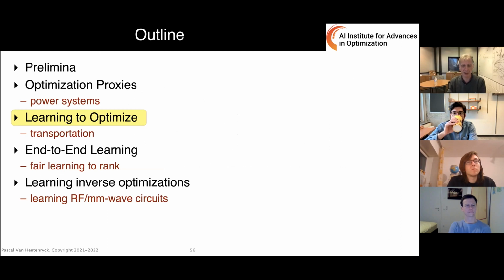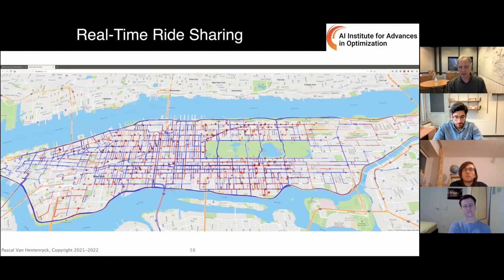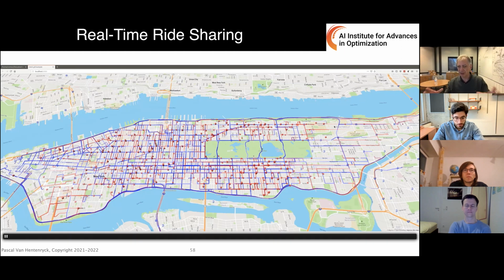So let me talk a little bit about learning to optimize now. What we are going to do here is learn a component of an optimization algorithm with a machine learning model. This is an application in a ride-sharing system. What you see here is a ride-sharing system for serving all the taxi trips in New York City. This is a centralized system, so you control all the drivers, and you can do ride sharing, and you try to minimize the waiting time of every one of the riders.